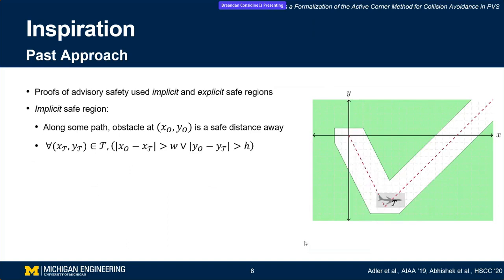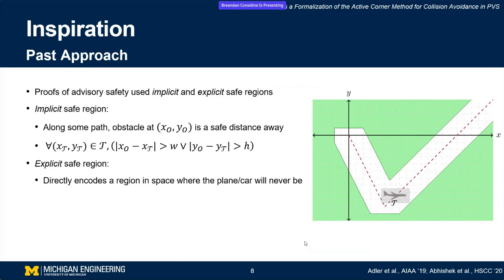For all points in some set, maybe a trajectory set, you're far enough away in the x-axis and far enough away in the y-axis, right? So this encodes like a rectangle. You could say also you're outside of a polygon centered at xt and yt.